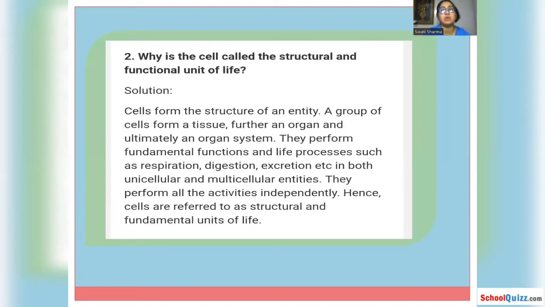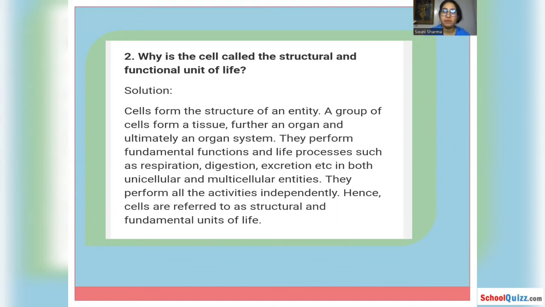Next is, why is the cell called the structural and functional unit of life? Since the starting of this unit, we have been repeatedly saying that the cell is the structural and functional unit of life. The cell basically forms the structure of an entity. Like suppose if something is spherical in shape, or we say that this mobile is rectangular in shape, there is something which is providing the structure to this. So in any living organism or any entity, the cell is there to form the structure. A group of cells will combine to form a tissue, tissues will combine to form an organ, and organs will combine to form an organ system.